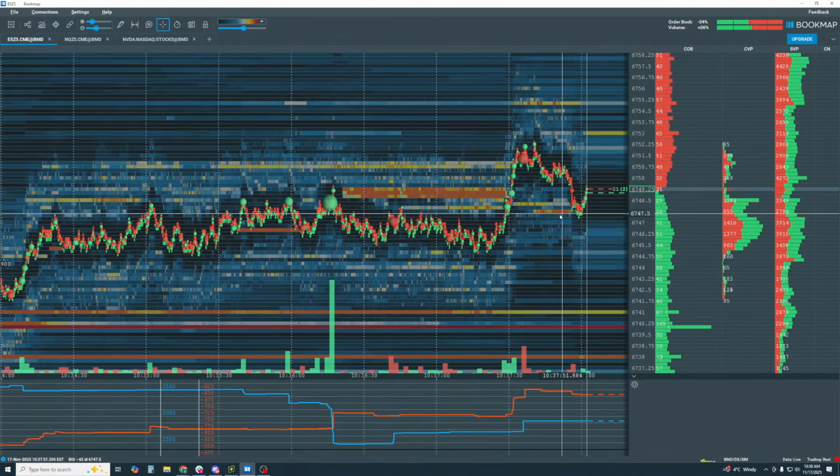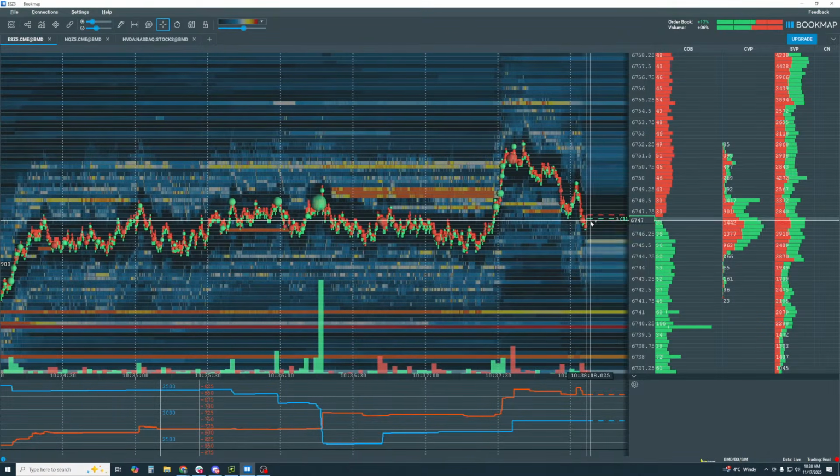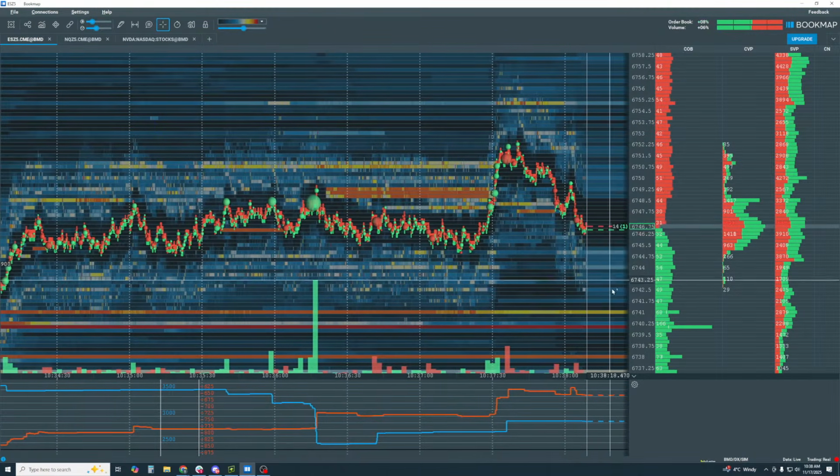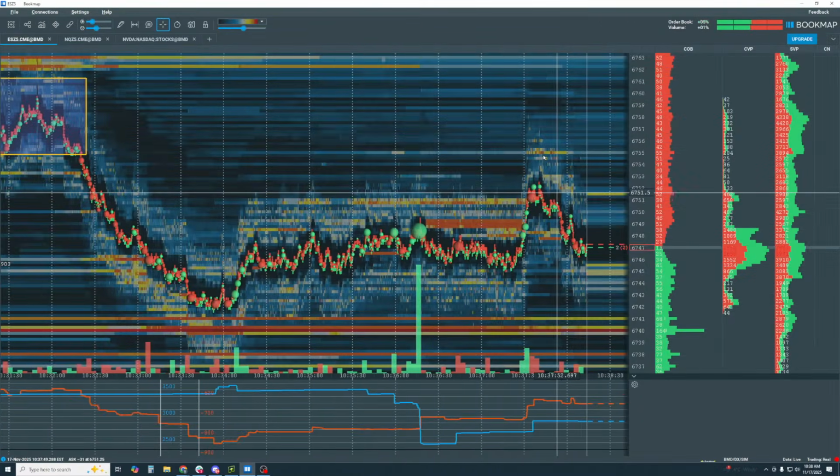So I'm looking for sellers right here at this pivot around 47. There they are. Okay, now I'm looking for sellers to drop it. Okay, and I'm looking for 40 at this point. And let's see what we get here.